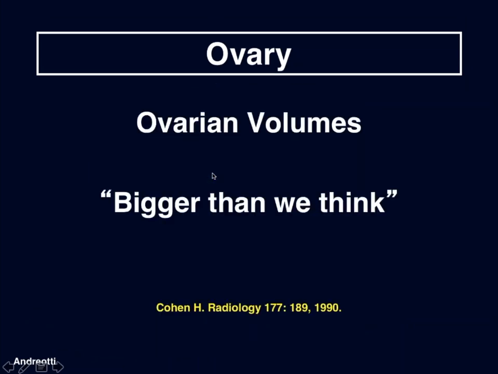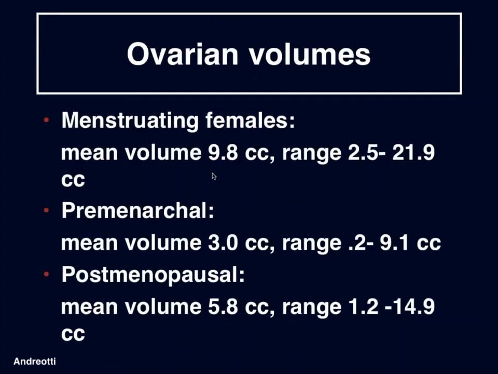So what about the size of ovaries? It was once mentioned by Dr. Harris Cohen that the ovaries are bigger than we think. So in patients who are in the menstruating age group, the mean volume is about 9.8 cc's, but it has a very large range, as you can see, up to about 21.9 cc's.